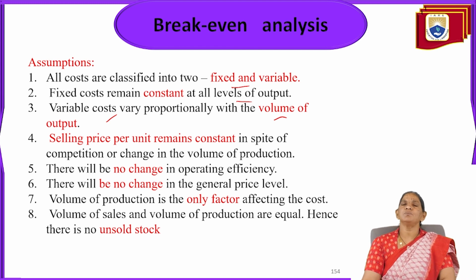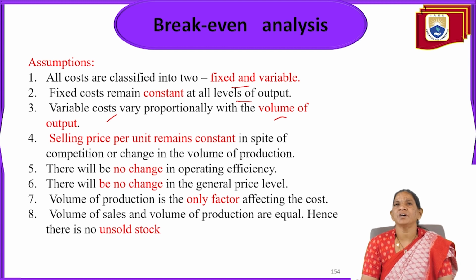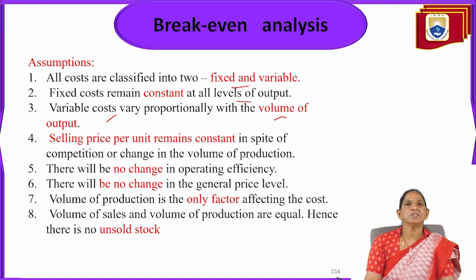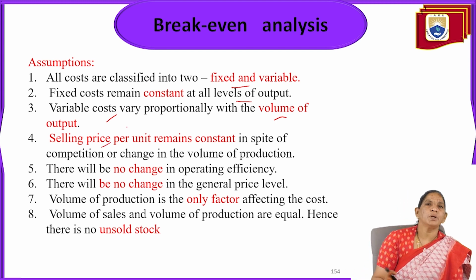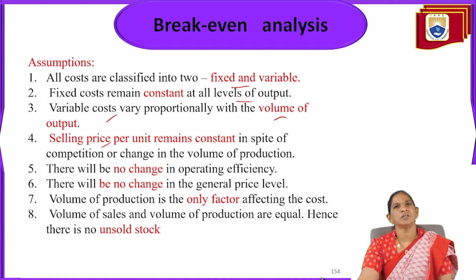The next assumption in this analysis is that the selling price per unit remains constant. Why? Because despite competition or volume of production, when I want to achieve the targeted level, to find the point where revenue and cost are equal, we must have a constant selling price. When the selling price differs from one time to another, we can't get a perfect break even point. So whatever goods we want to sell in the market, the price must be constant.